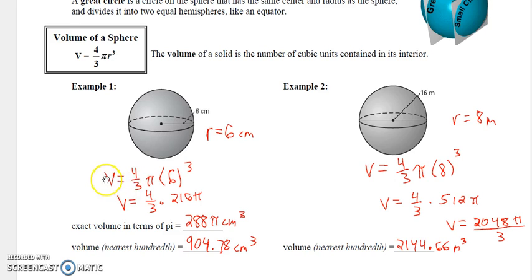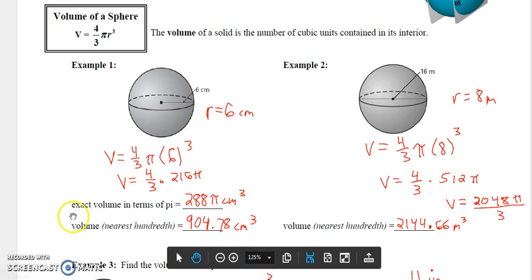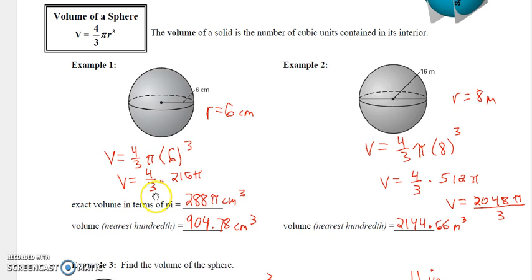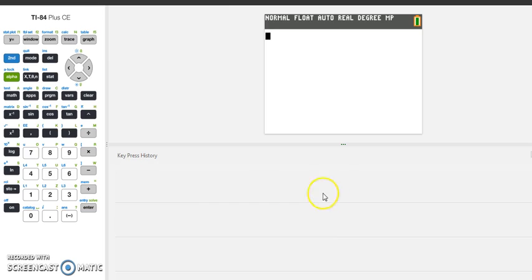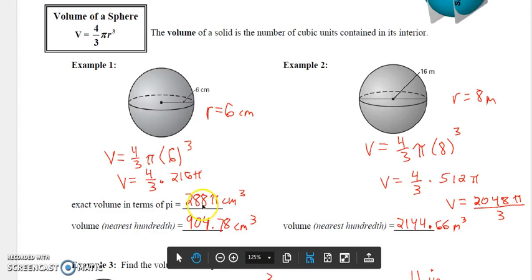So I do the formula. The volume is going to equal 4/3 times pi times 6 cubed. And when I'm evaluating this, I have to do this exponent first. So I do 6 raised to the third, and that's 216. And then it's 4/3 times 216 times pi. Remember from earlier, when they want the exact volume in terms of pi, you're going to leave the pi in your answer. So while I'm doing this here, I kind of ignore the pi and just do the 4/3 times 216, which of course is going to be like this. 4 divided by 3 times 216, 288.